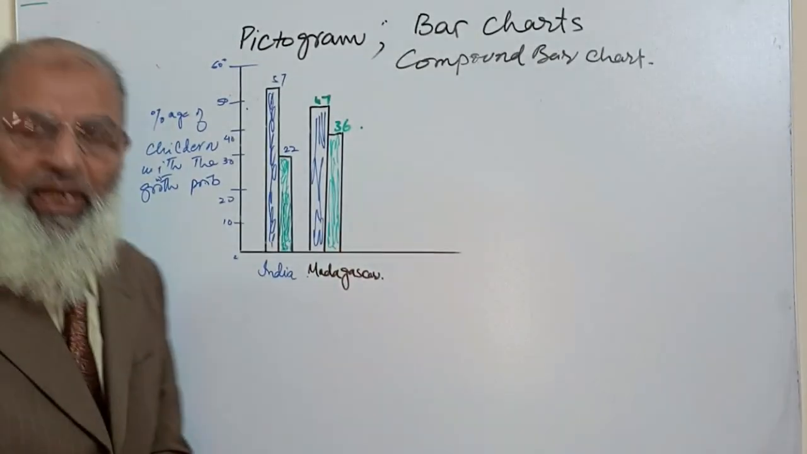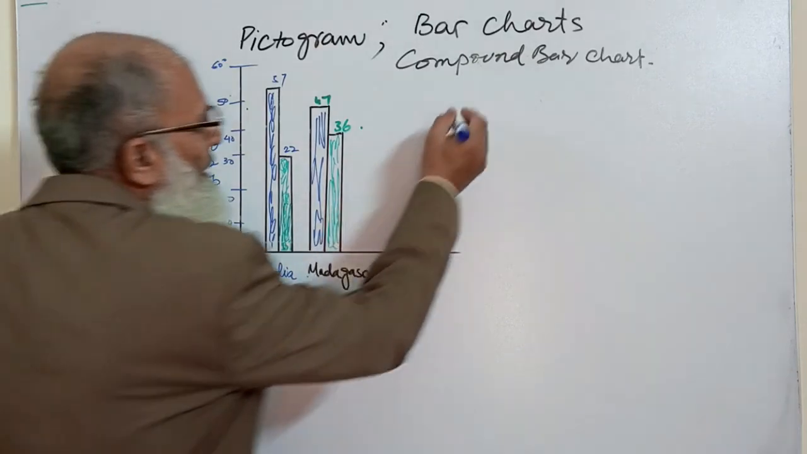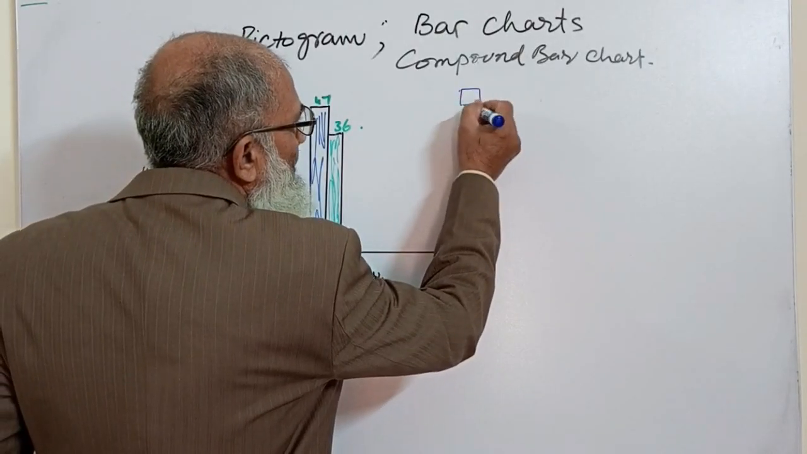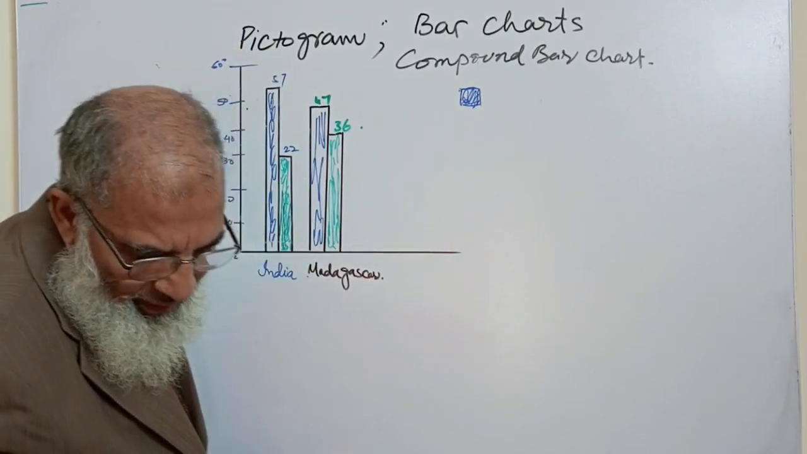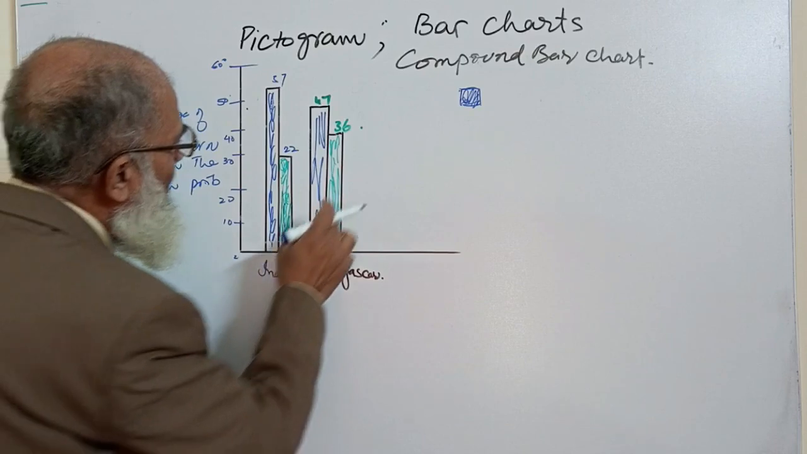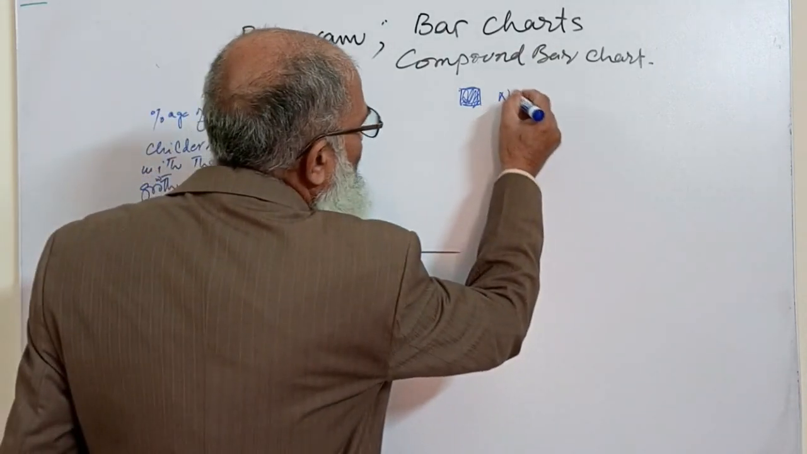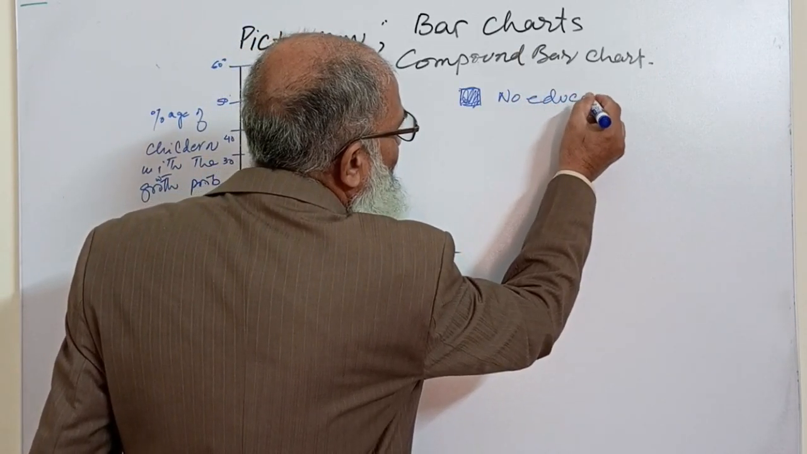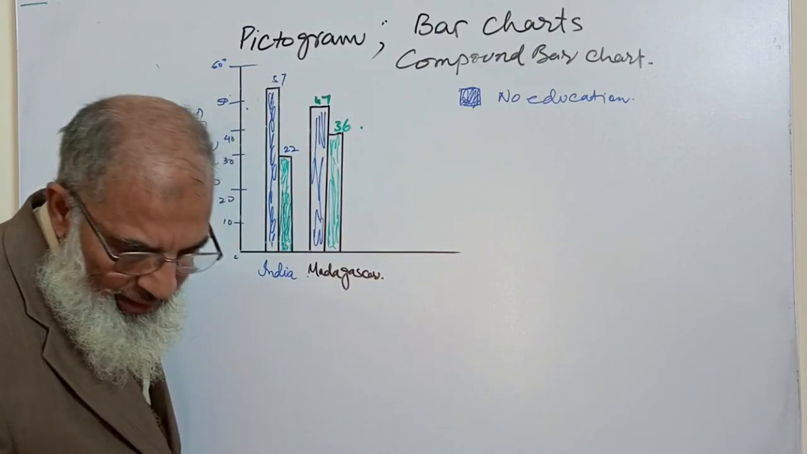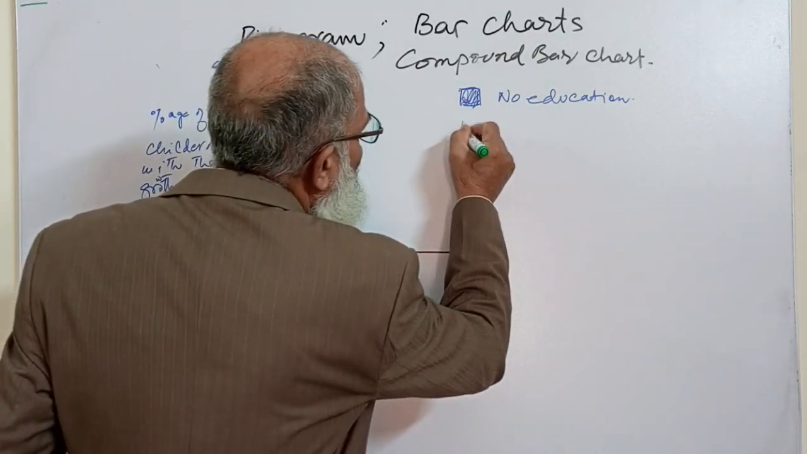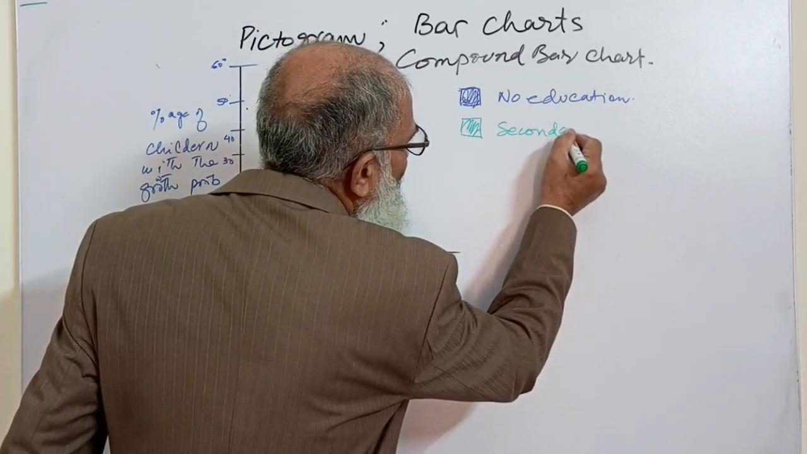Now, unless and until we have a key over here, we cannot guess what we are going to study. So what does blue color mean? Blue color means no education. And what does the green color mean? Secondary or higher.